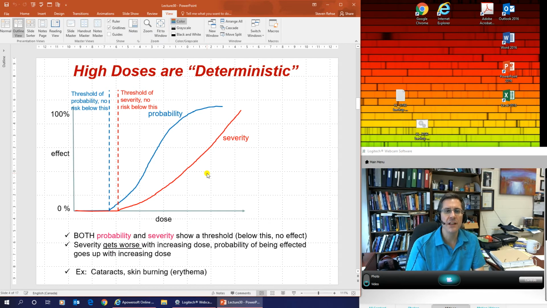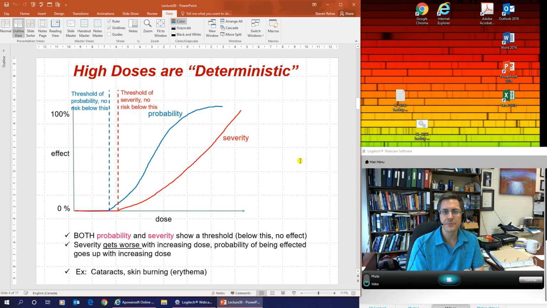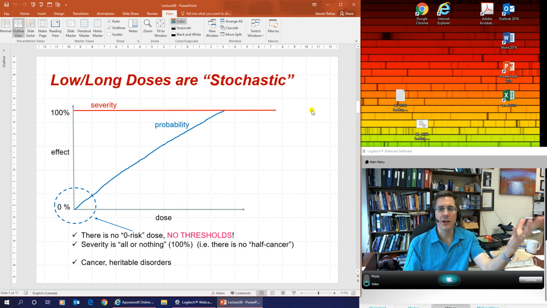All right. So most of these kind of acute things are deterministic. Burns, hair loss, nausea, GI collapse. Those are deterministic effects. These are all mostly high doses. Now the other things were the low dose chronic effects. So high dose acute deterministic. The other category is low or long doses, chronic, and we say they are stochastic. So the two types of illnesses are like acute and chronic. Acute illnesses are usually deterministic, and the chronic illnesses are usually stochastic. So stochastic and deterministic are kind of opposites of each other.